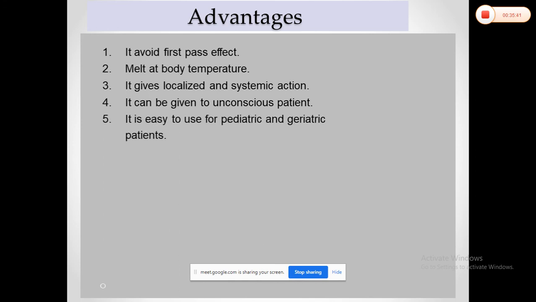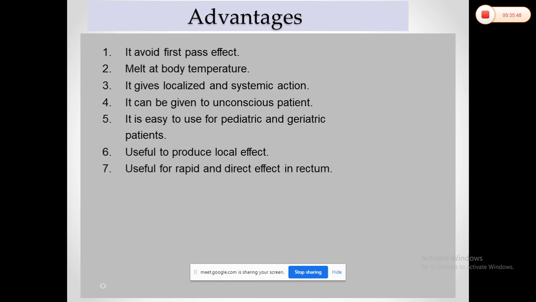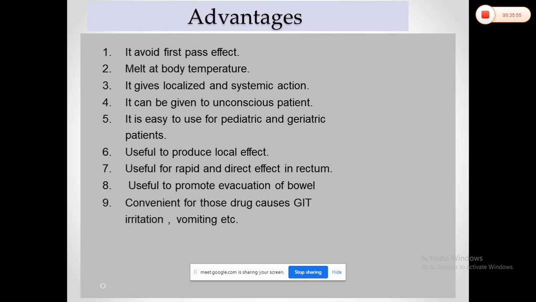Also, it is easy to use for pediatric as well as geriatric patients. It is useful to produce a local effect, useful for a rapid and direct effect on the rectum, useful to promote evacuation of the bowel, and convenient for drugs that cause gastric irritation or vomiting.